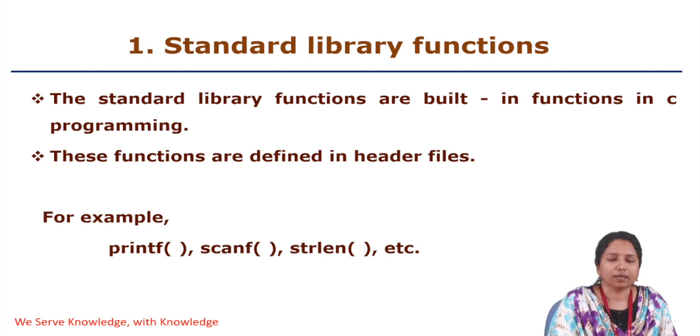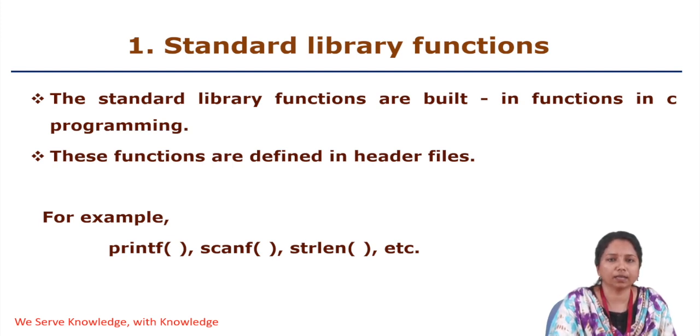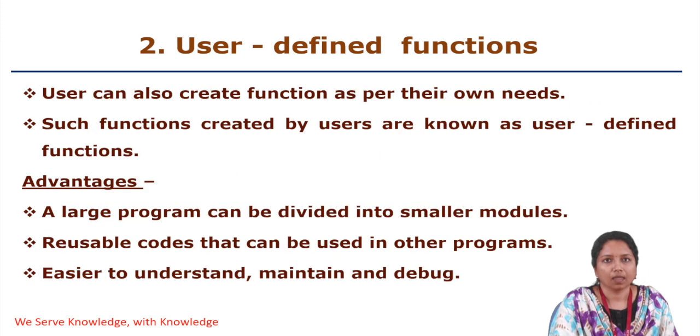These standard library functions are defined in special files called header files. Some examples of standard library functions are printf, scanf, and strlen, and many other functions are also there. The next category is user-defined functions. Apart from the standard library functions, using user-defined functions, users can create their own functions based on their needs. That's why it is called a user-defined function.